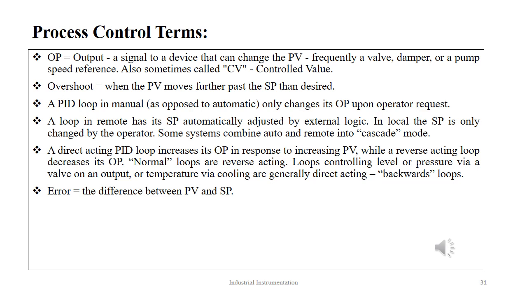Loops controlling level or pressure via a valve on an output or temperature via cooling are generally direct acting, which is known as backwards loops. The difference between the process variable and the set point variable is known as the error.